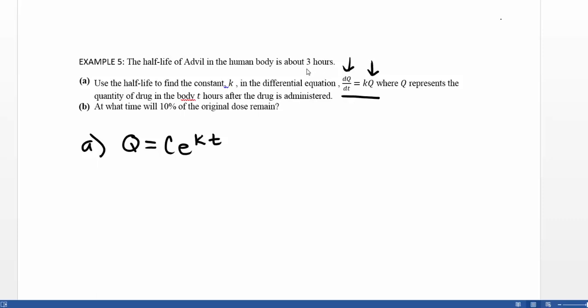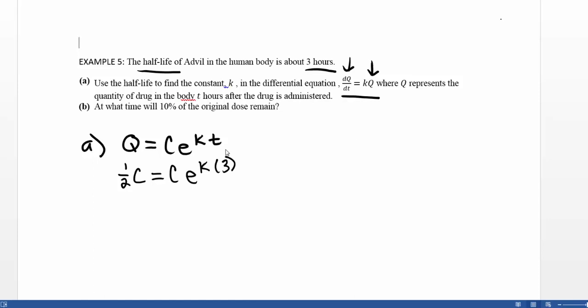We can solve for k by using what we know about the half-life. The half-life is 3 hours. What that tells me is that when t equals 3, the amount of drug left in the body is half of the original amount. So that means I can write this as 1/2 of C, which is going to represent our original amount, equals Ce^(k times 3).